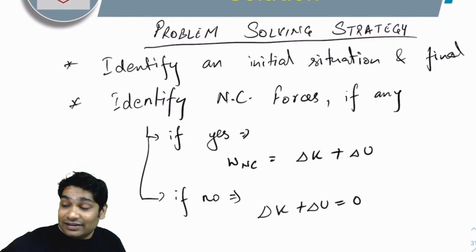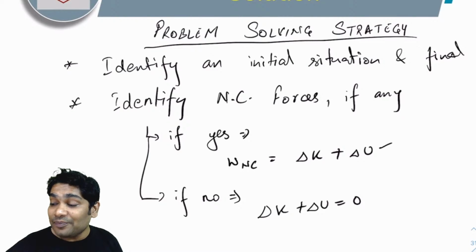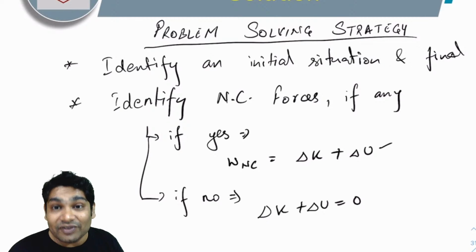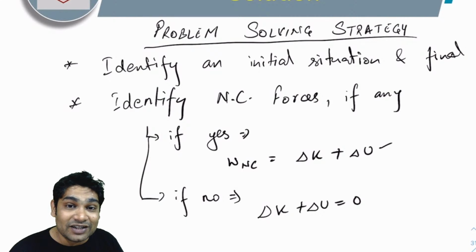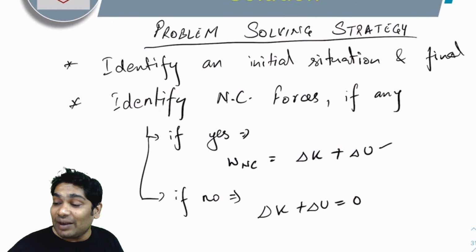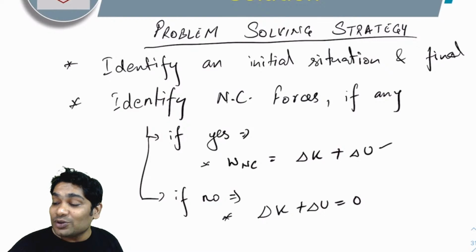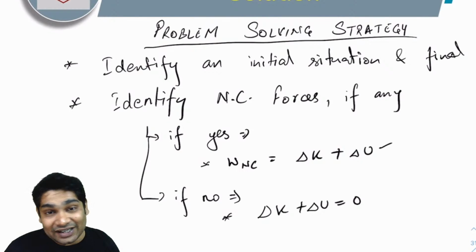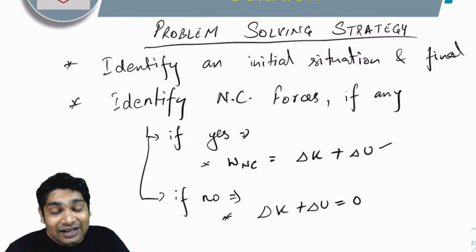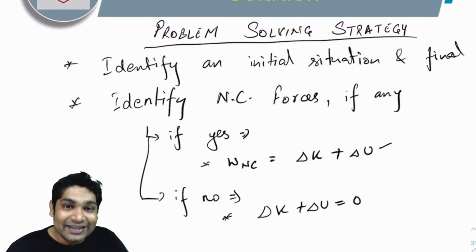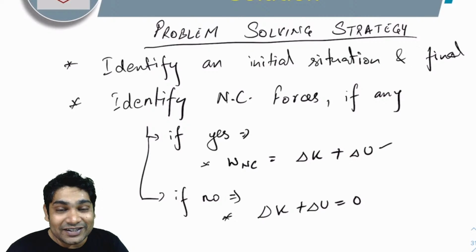If yes, then we will use this equation. We will find the kinetic energy and the potential energies at the initial and the final positions. We will also find the work done by the non-conservative force during this motion, and we will apply this equation. And if there are no non-conservative forces acting, then we will use this equation. We will simply find the initial kinetic and initial potential energy, then final kinetic and final potential energy, and use conservation of mechanical energy.